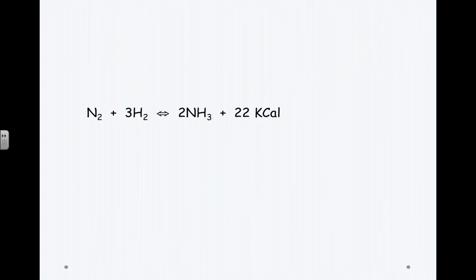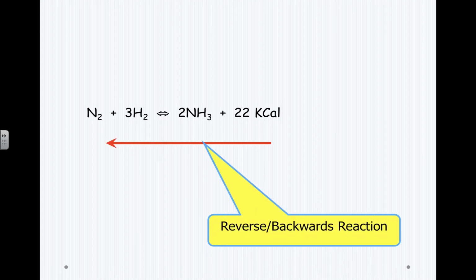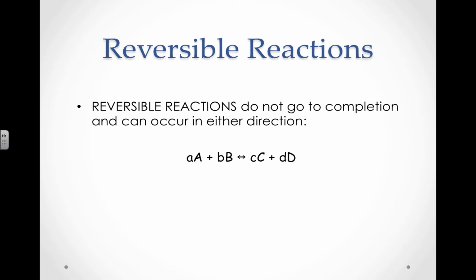All right, let's take a look at this example. We have nitrogen, hydrogen reacting to form ammonia, and plus 22 kilocalories, so this is exothermic. Okay, so we have our forward reaction. We also have the reverse reaction, and so that's reversible. Now, reversible reactions, what we're dealing with here are ones that don't go to completion. So we can have these occur in either direction. And I want to clarify right now, we are not talking about the speed of the reaction. We're talking about how much reactant or product is formed or remains.